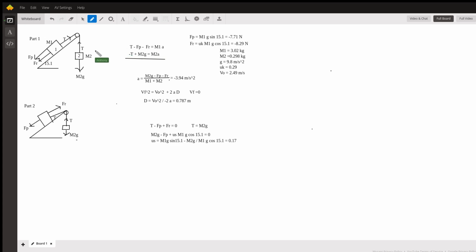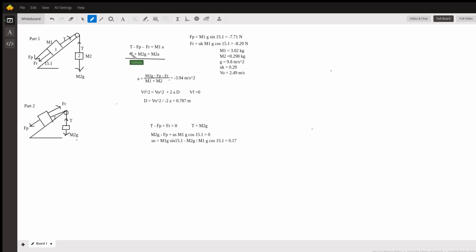So for the first mass, the first block, it's tension minus the parallel force minus the kinetic frictional force is equal to mass times acceleration. It's just a net force since it's moving. And the forces here is the negative of the tension plus the weight, and that's equal to mass 2 times that acceleration.